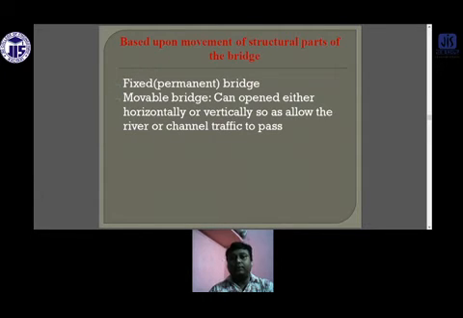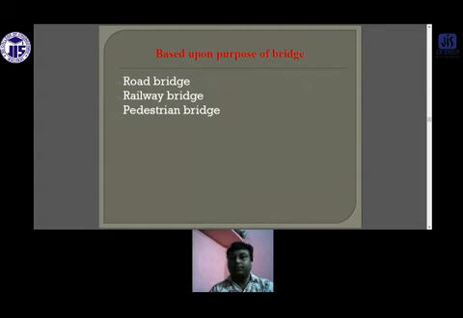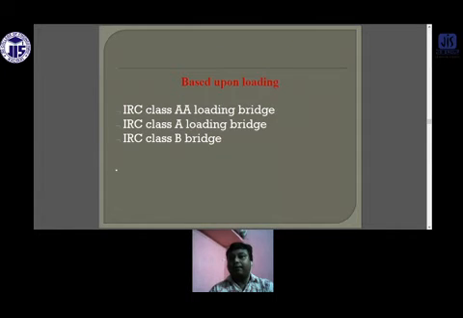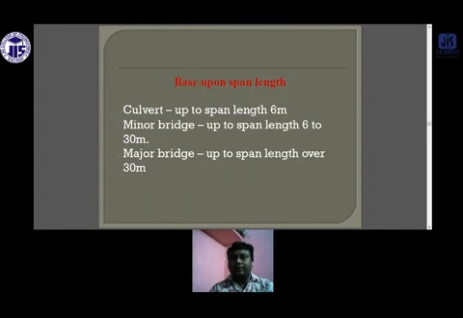Based upon the movement of the structural part of the bridge, it is a fixed or movable bridge. Based on the purpose of the bridge, it is a road bridge, railway bridge, or pedestrian bridge. And based on the loading, there is IRC Class AA, IRC Class A, and IRC Class B. So there are various types of bridges based on the various components.